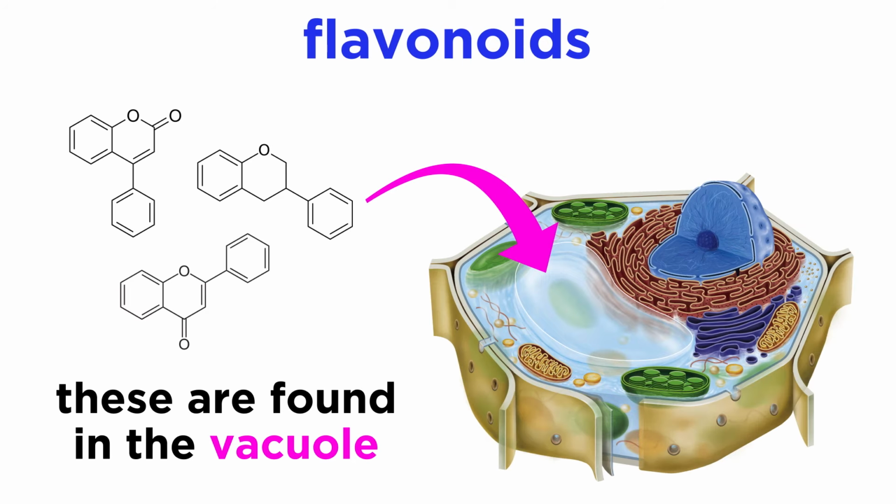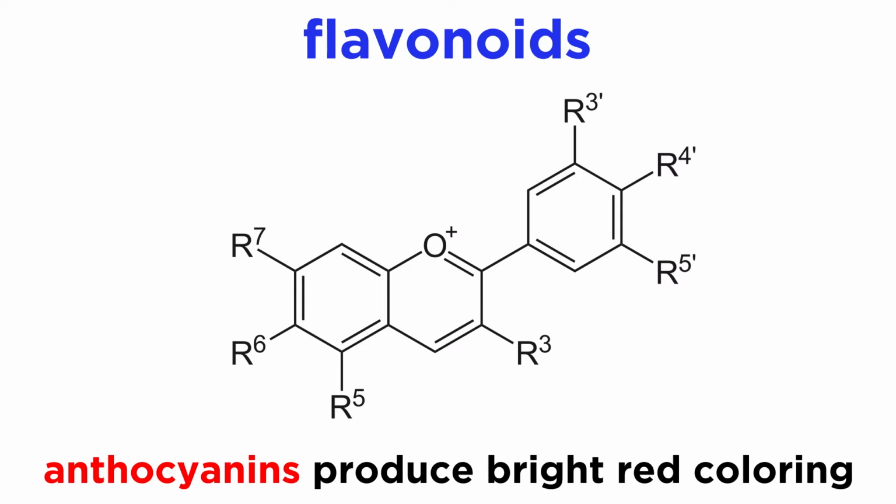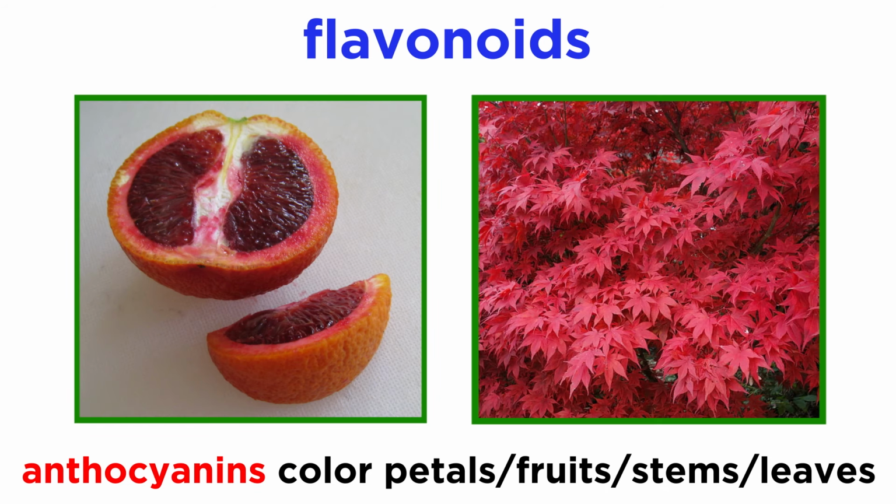The next group of plant pigments we will discuss is called flavonoids. These are usually found in the vacuoles of plant cells. As we recall, the vacuole is a large water-filled compartment within each plant cell, which contains organic and inorganic substances that are important for the cell. The most common flavonoids are the anthocyanins, which often produce bright red coloration in plants. Anthocyanin pigments are usually found in the petals of flowers and in the flesh of fruits, but they can also color the stems of plants. Trees with especially vibrant red autumn leaves are expressing anthocyanins as well.